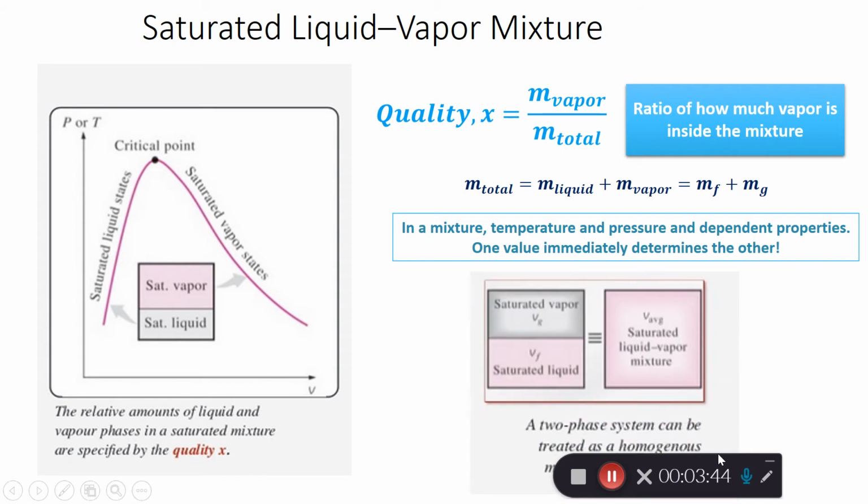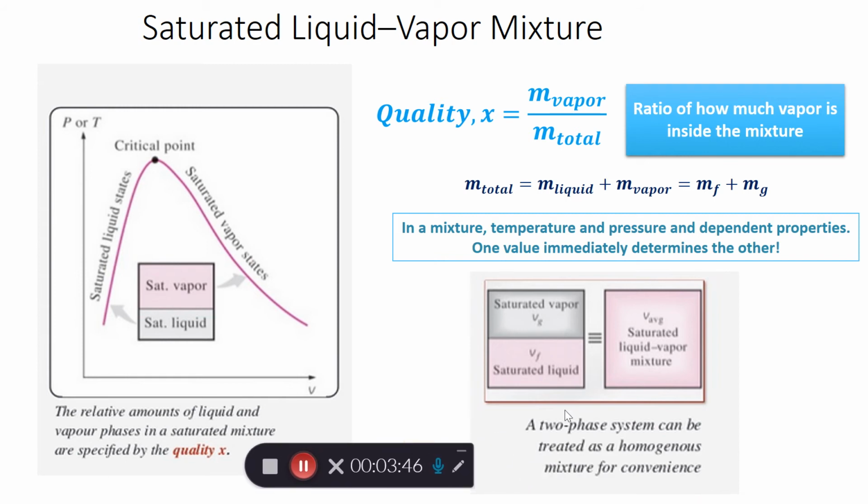Now, I think I've mentioned this before in previous videos. A two-phase system can be treated as a homogeneous mixture for convenience. Let's say you have liquid water at the bottom and vapor water at the top. This is just steam, right? We can treat it as a homogeneous mixture, so we don't distinguish the two different phases. We treat it as one whole, the same thing, which is a mixture.